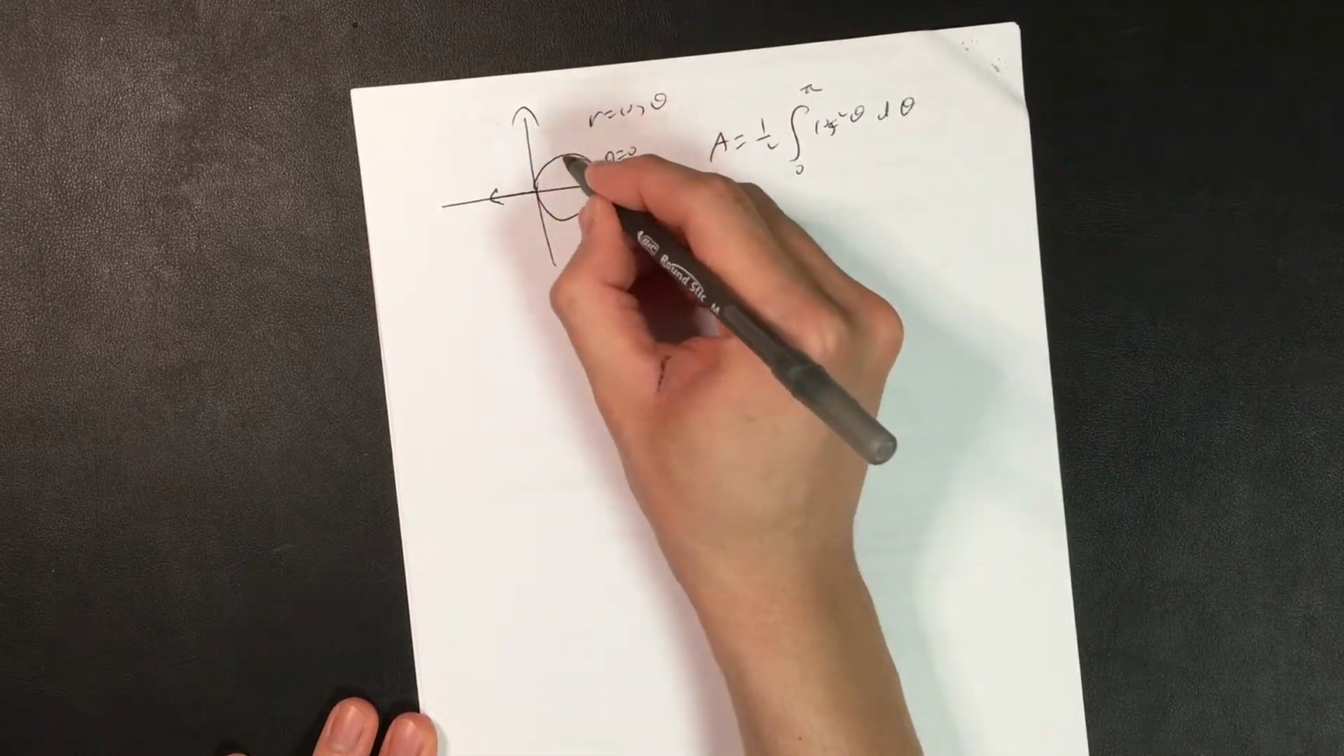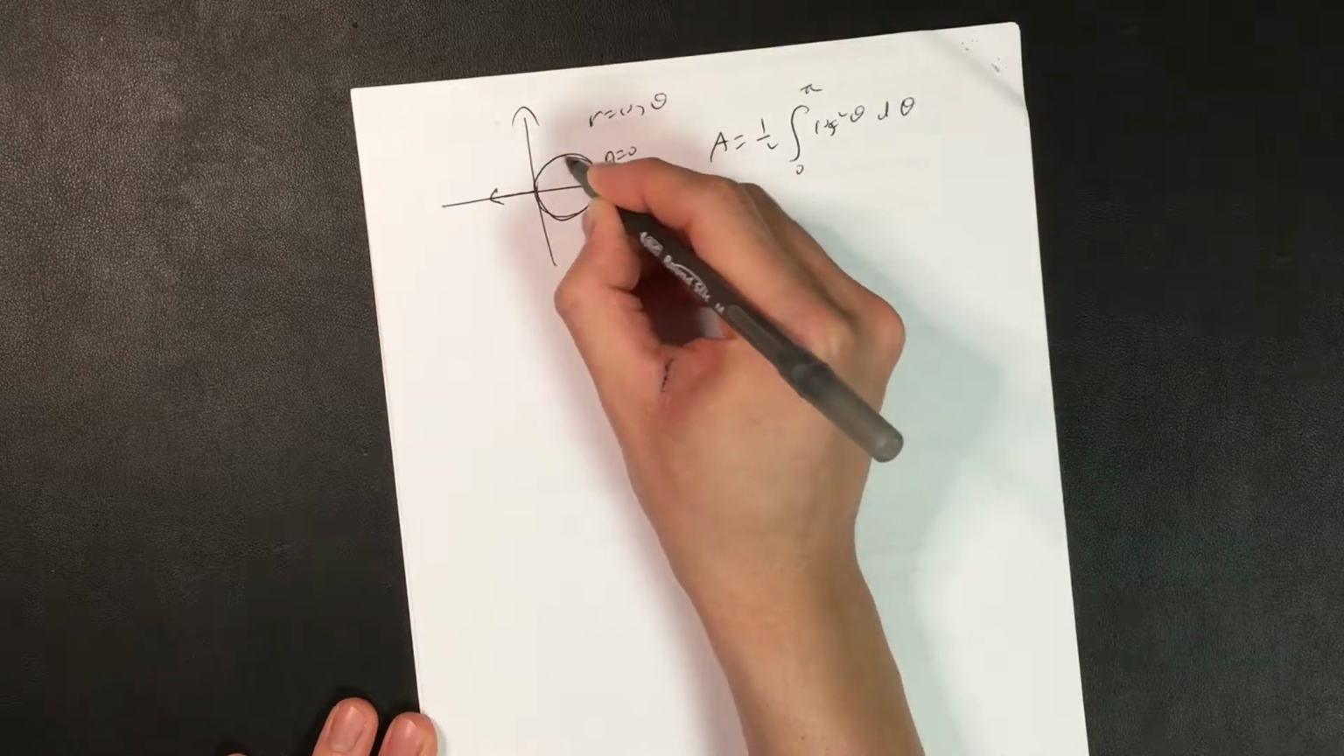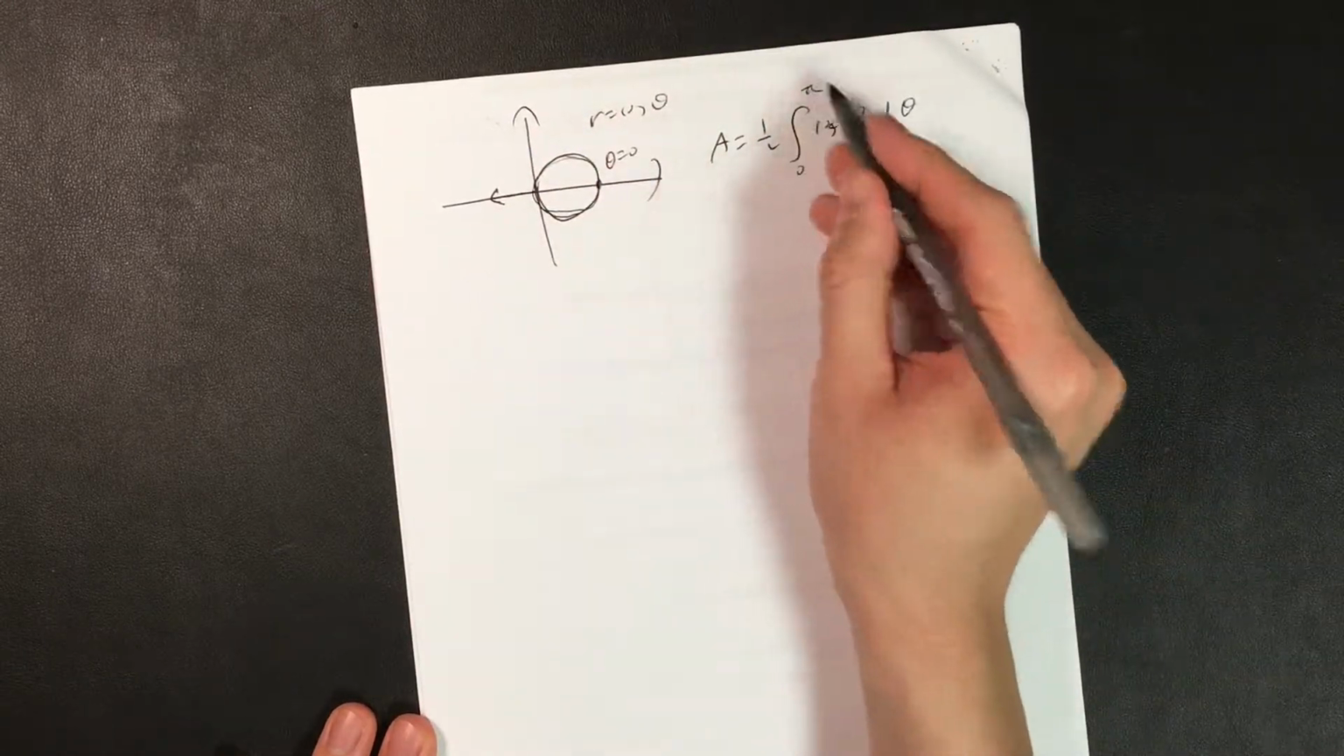So therefore, for this full cycle, the integration bound is from 0 to pi.